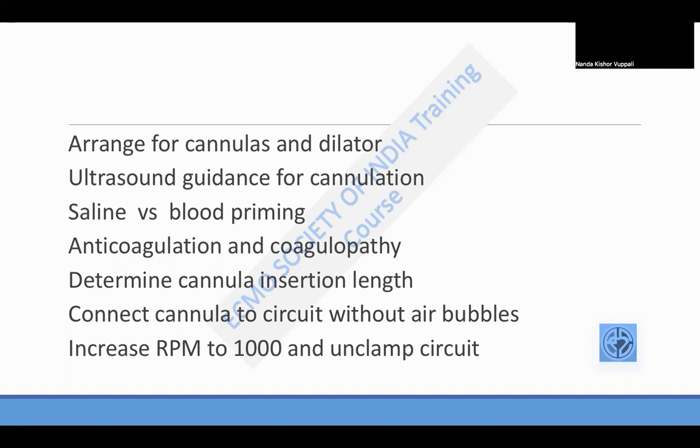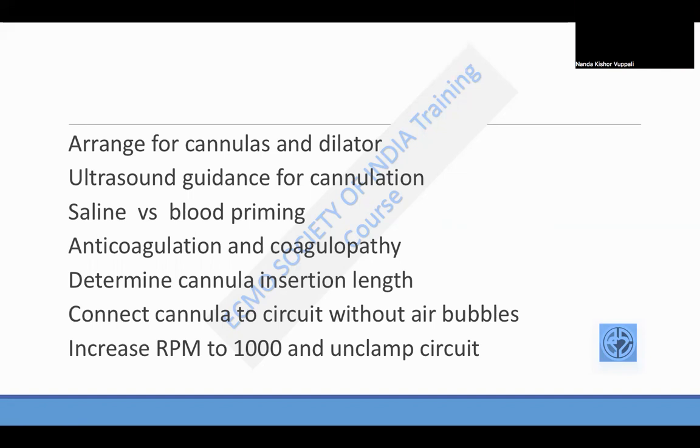And then think about what your anticoagulation strategy is. Generally, when the patient goes on ECMO, we give a heparin bolus of 100 units per kilo. When the patient is already coagulopathic and bleeding, we give slightly lower doses. Sometimes there are instances where we have gone on ECMO heparin-free also, but those are rare situations.